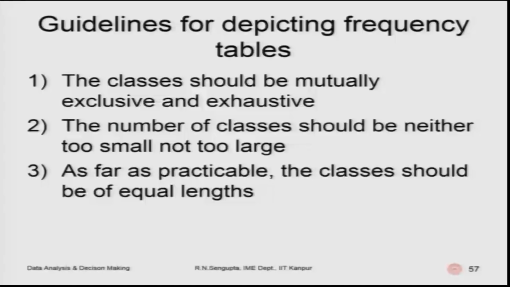So, there are a few bullet points or guidelines for depicting frequency tables, and they should be remembered in general. The classes should be mutually exclusive and exhaustive. By classes, I mean the divisions based on which we are trying to find out the frequency. Say, for example, if you are making the classes from 0 to 1, then 1 to 2, 2 to 3, 3 to 4, where 0 to 1 means all the numbers less than 1, and the next class means all the numbers greater than 1.